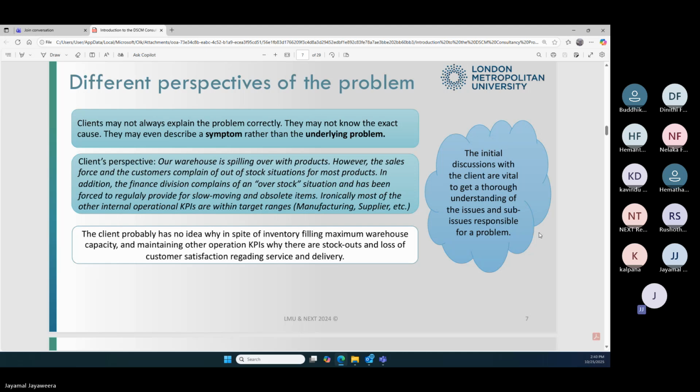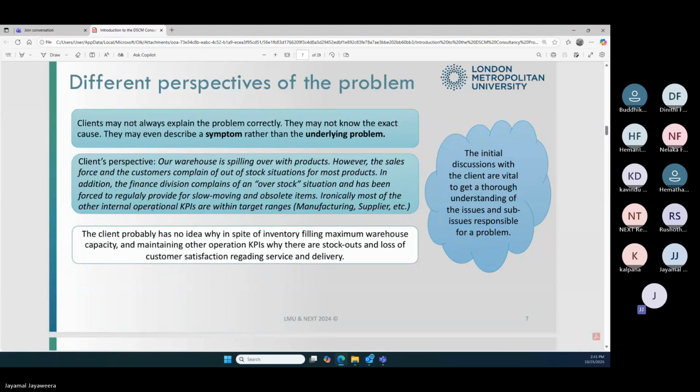Now, give an example. Look at this. So let's say you wear the cap of a consultant and you go into an organization and the organization is saying, our warehouse is spilling over with products. However, the sales force and the customers complain of out of stock situations for most products. In addition, the finance division complains of an overstock situation, right? And has been forced to regularly provide for slow moving and obsolete items or write things off.